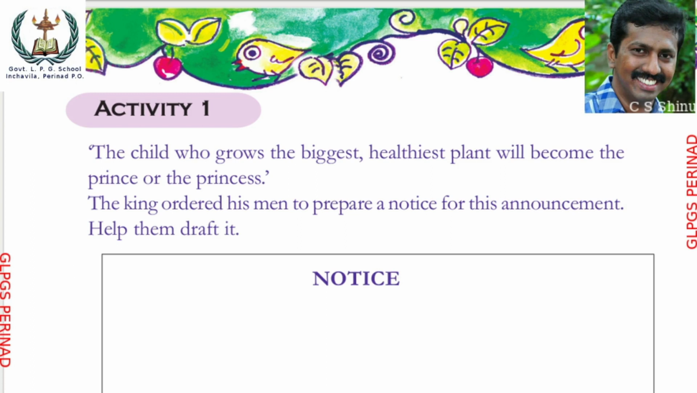So you have to prepare a notice. You're all aware of how to prepare a notice. So the material is here and we know the content. That is, the king will give some seeds to all the children, and the children have to grow the biggest and healthiest plant. They can take 3 months for it. This is the matter, and you have to prepare a notice for this activity.